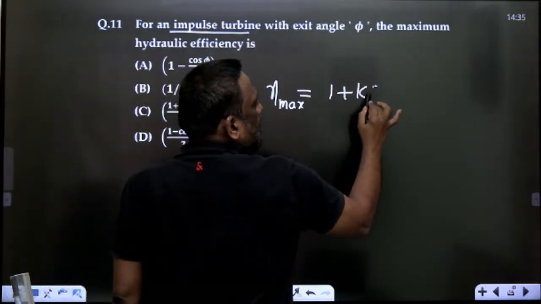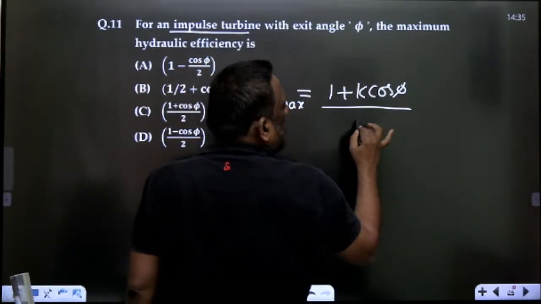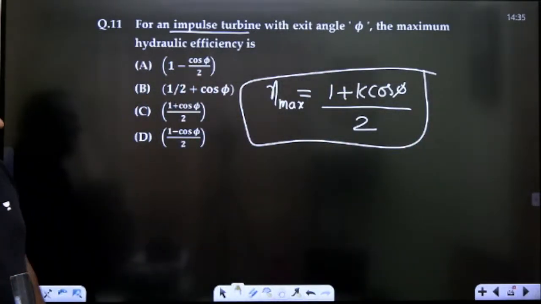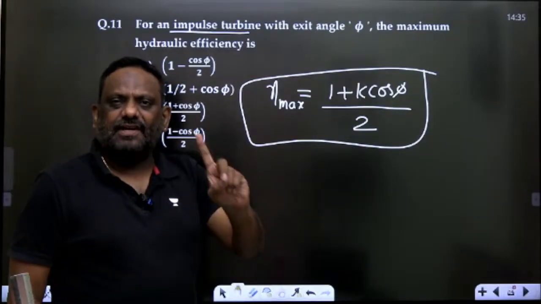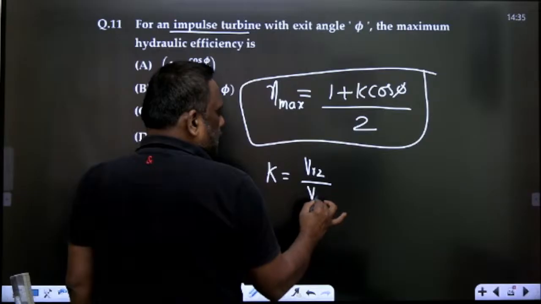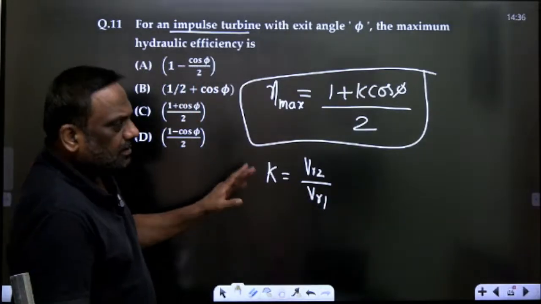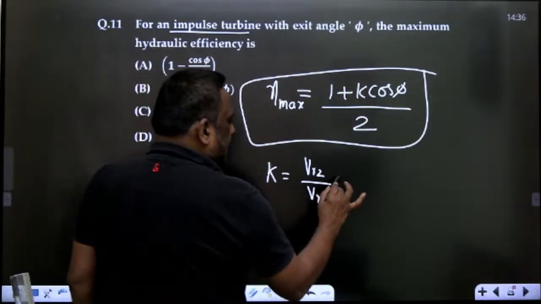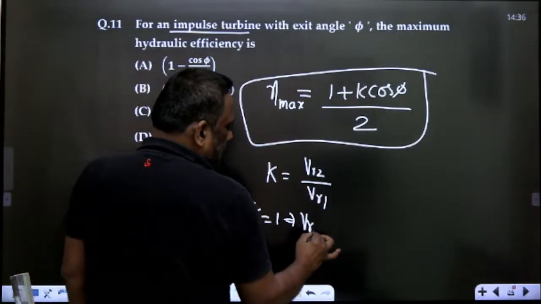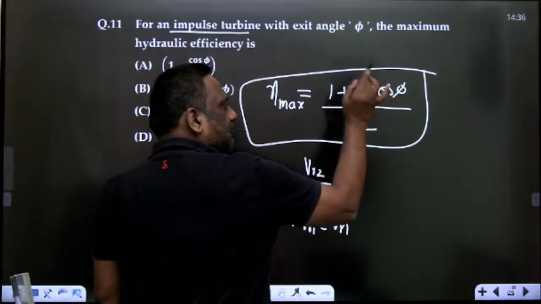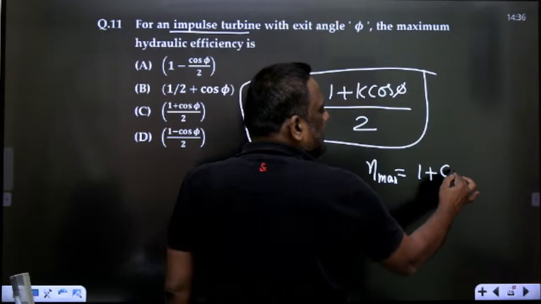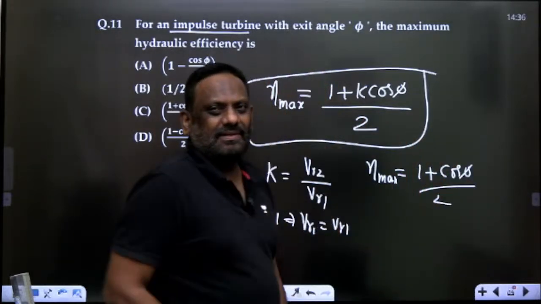1 plus k cos phi by 2. I derived this in Pelton wheel. Here k is the blade friction coefficient. Generally, because of friction, the exit relative velocity will be less than the inlet relative velocity. If the blades are frictionless, then k is 1, meaning Vr1 is equal to Vr2. When k is 1, there is no friction, and then the maximum efficiency will be equal to this. Remember this, sir.